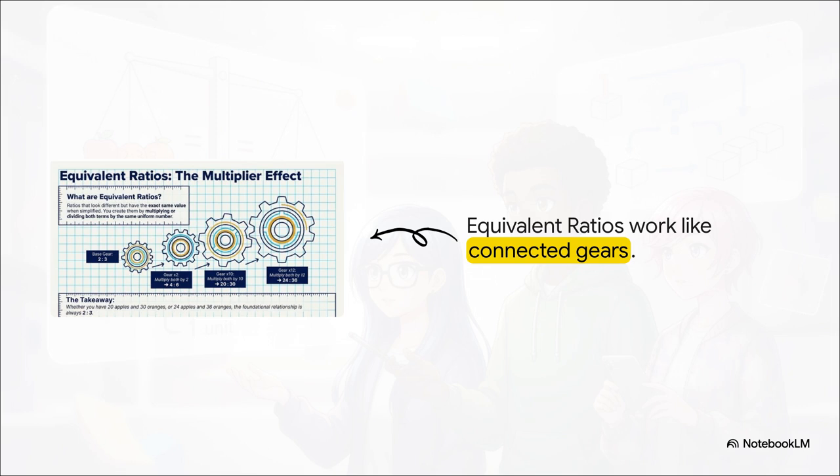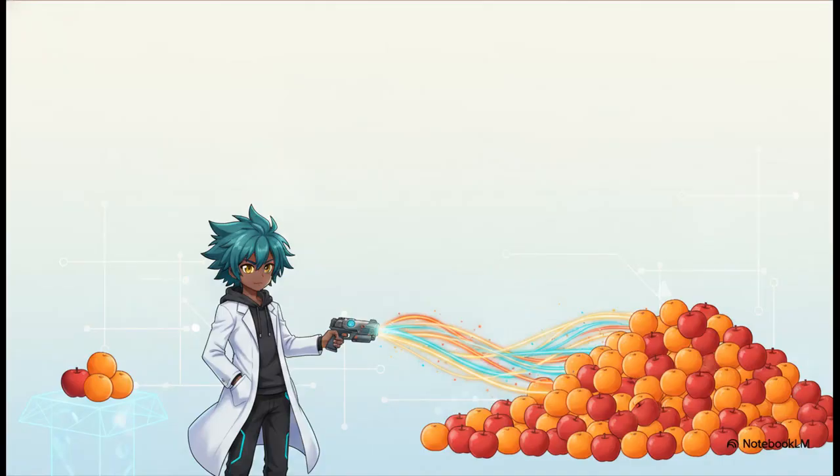Now, on the surface, these ratios look totally different from one another, right? But deep down, when they're simplified, they represent exactly the same value. To move back and forth between your base ratio and the larger, real-world values, you just need to multiply or divide both sides by the exact same number. Let's just quickly summarize this multiplier effect step by step so it really sticks.